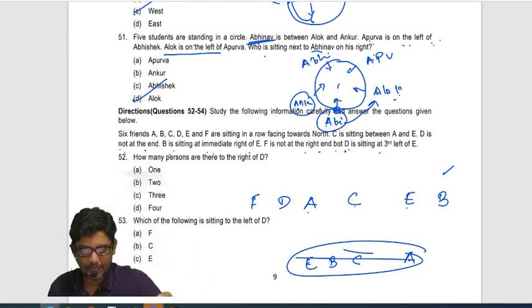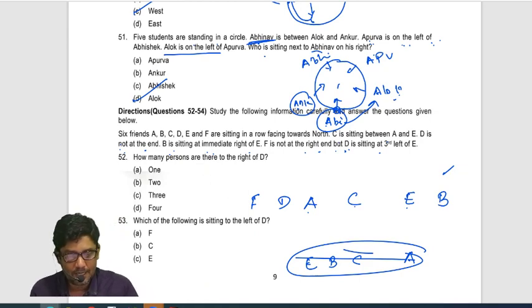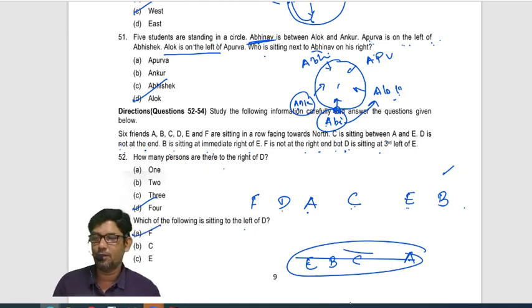Now shall we proceed? How many persons are there to the right of D? 1, 2, 3, 4. Which of the following is sitting to the left of D? F. My dear, are you able to follow?